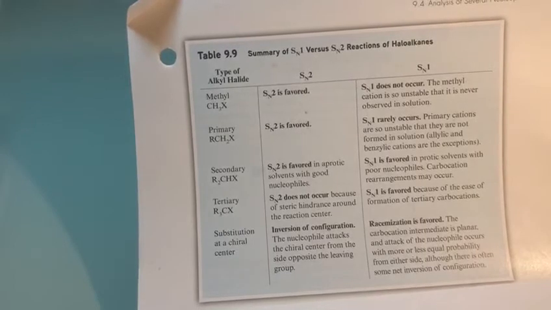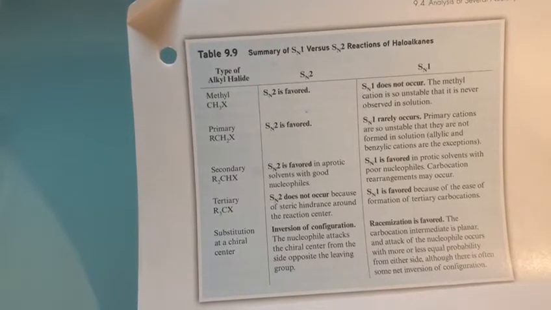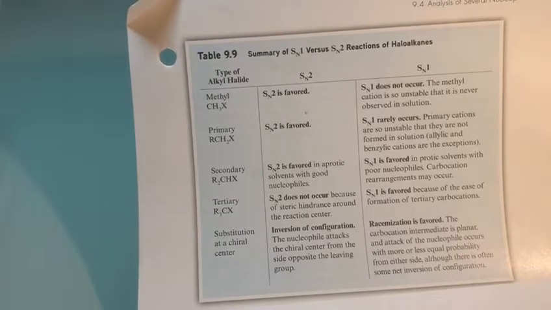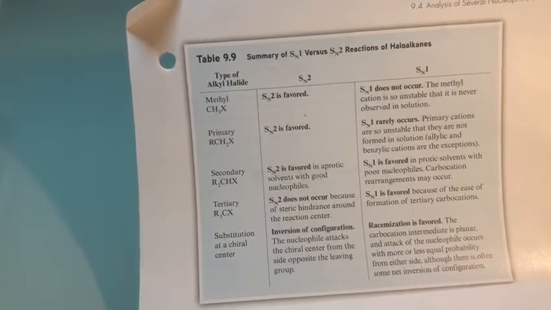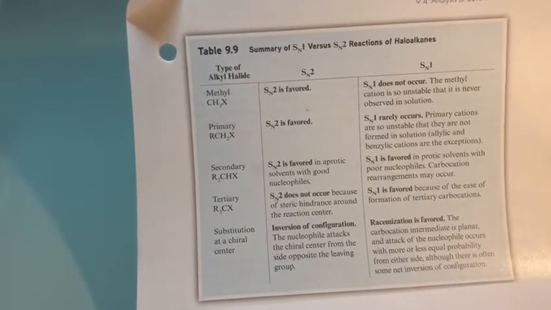You will get the inversion of configuration for SN2 reactions, and this happens because the nucleophile attacks the chiral center from the opposite side of the leaving group. And let's take a look at SN1.